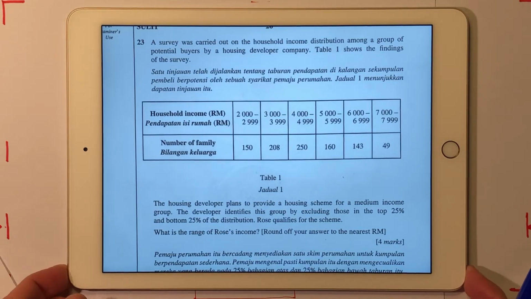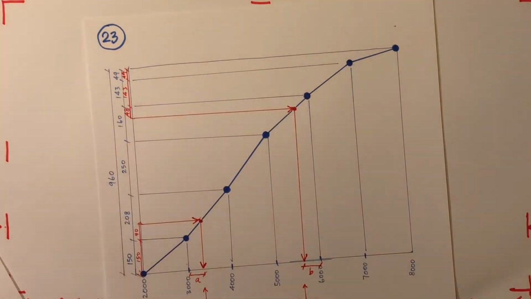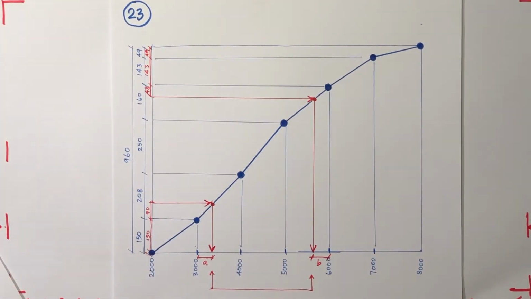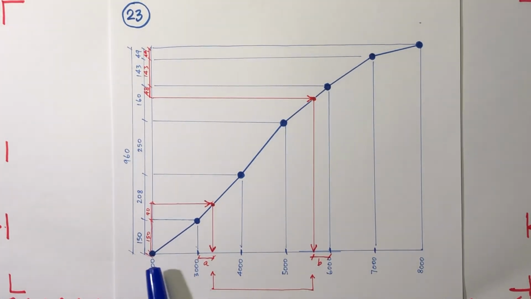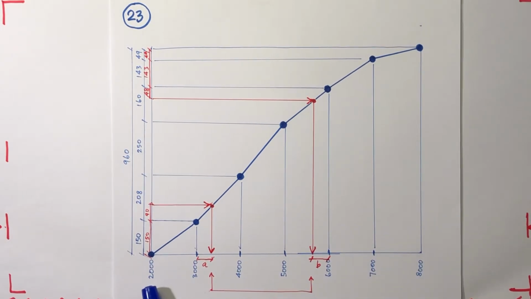To show what this means, here we have a sort of cumulative frequency distribution chart based on the data given. Now, you don't have to draw this in the exam, but this is just for illustration purposes. The horizontal axis shows income in bands of 1,000, and the vertical axis shows the number of families in each income band. So we have 150, 208, 250, and so on.